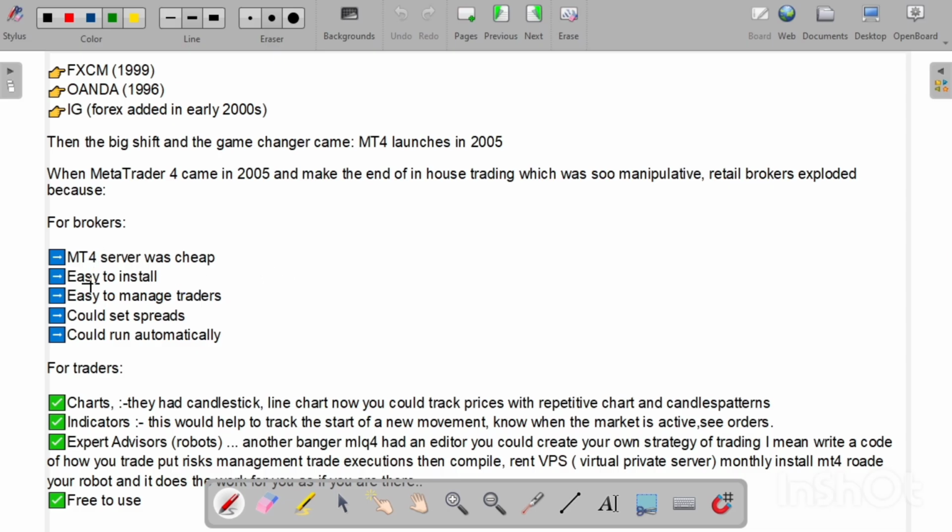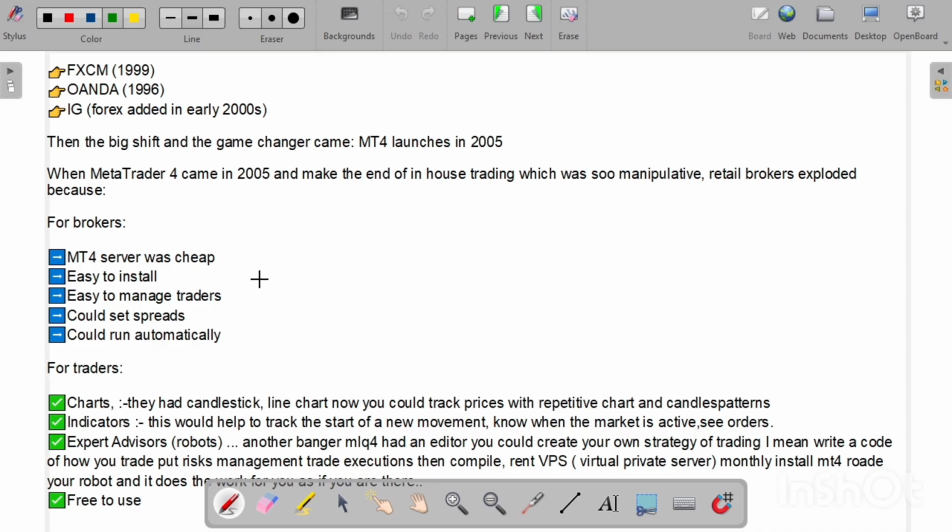And they were so easy, and easy to install. You just download and launch the application, and it lands on your computer very, very fast, easy to manage trades. You are able to even open a position. The system is not slow, because they are not done in-house.